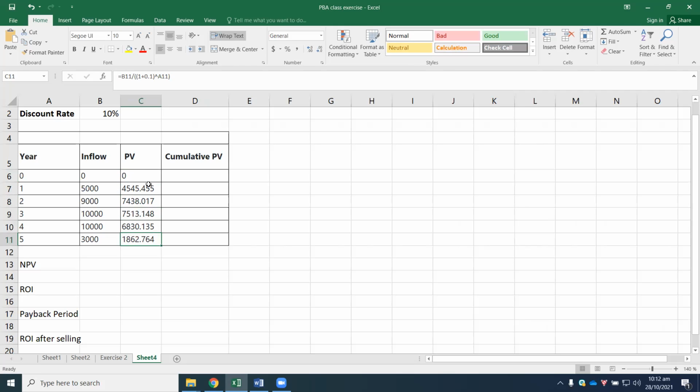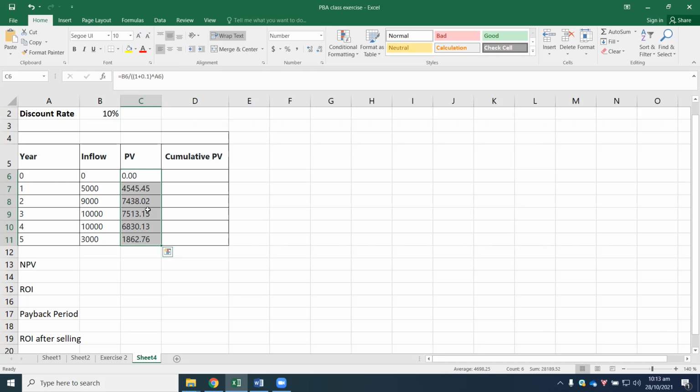That means whatever you have done is correct. Have it in two decimal places. Go to the Home tab, Number group, and within the Number group, you have the Decrease Decimal button. When you click on the Decrease Decimal button, you notice that the entire values come in two decimal places.